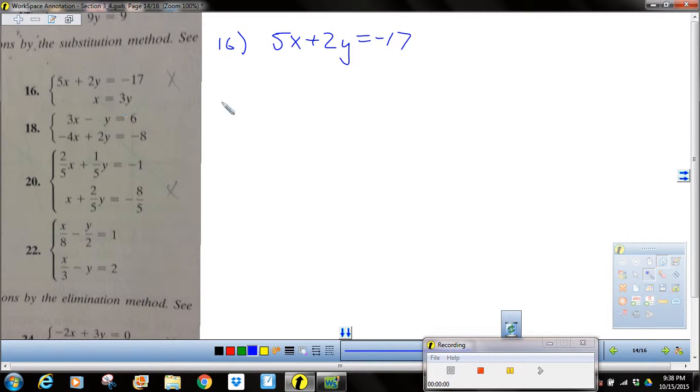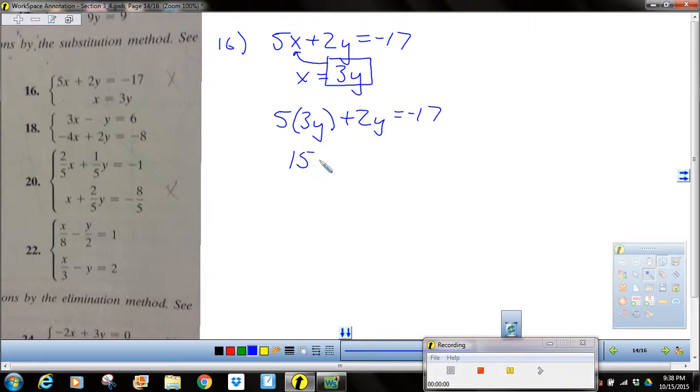One of the equations has to be solved for either x or y. So I'm going to use the second one because it's already solved for x. I always put a box around what x equals. The reason why is because what's in the box is what I'm going to substitute for x in the other equation. So 5 times x, which is 3y, plus 2y equals -17. What this does is give me only one equation to solve instead of two. 5 times 3y is 15y, plus 2y is equal to -17.